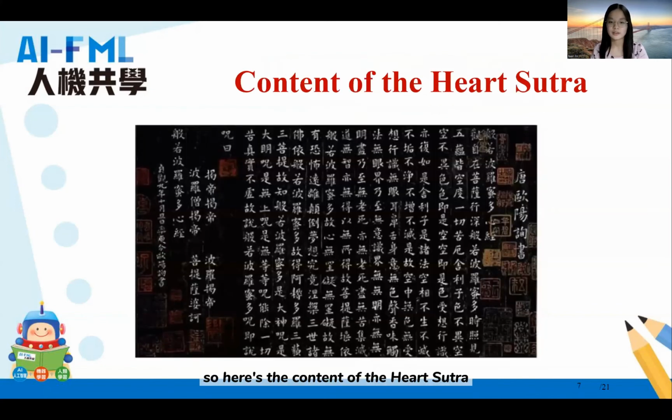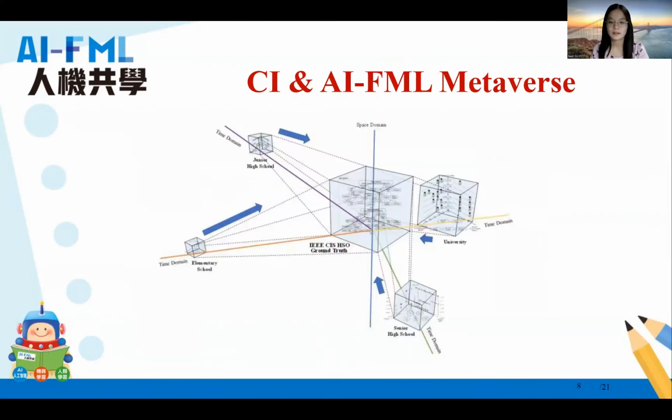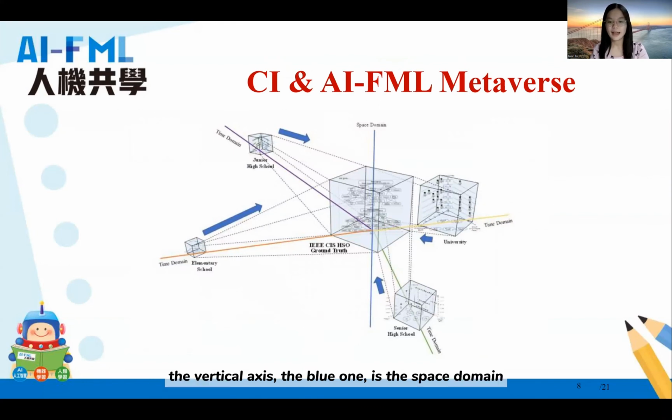So here's the content of Heart Sutra. As you can see here, the vertical axis, the blue one, is the space domain, and the three axes that are orthogonal to the blue axis are the time domain. The cubic at the center shows all the knowledge of CI. However, students only need to understand the knowledge that is useful for their future.